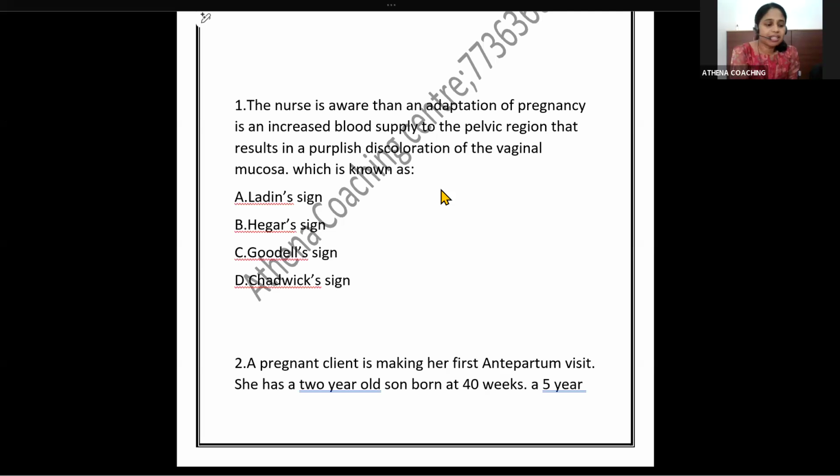During pregnancy the blood supply always increases and it causes bluish discoloration or purplish discoloration. It is called Chadwick sign. Okay, so the answer for this is Chadwick sign. Clear? This is a pregnancy related question. Why is purplish or bluish discoloration expected? It's because of the variation in blood supply. Clear?